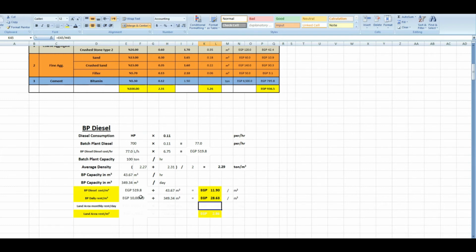This 10,000 is not considered to be too much high. It is like dozer. The 1 hour of dozer costs more than 1,000. Okay, and the batch plant is bigger than dozer, so this assumed number is not exaggerated.